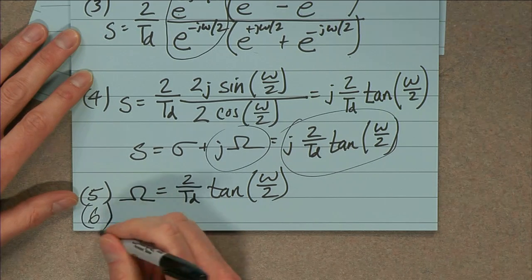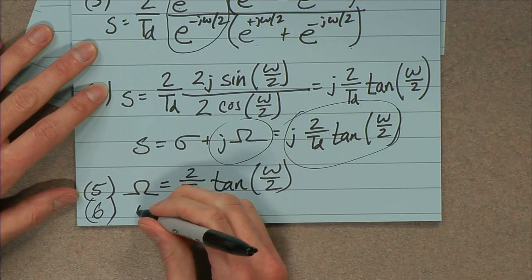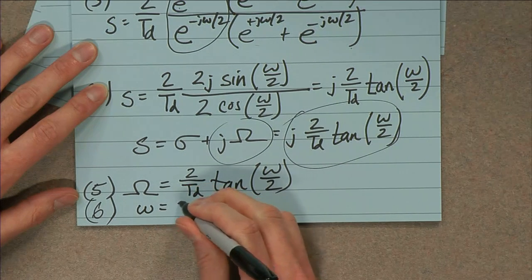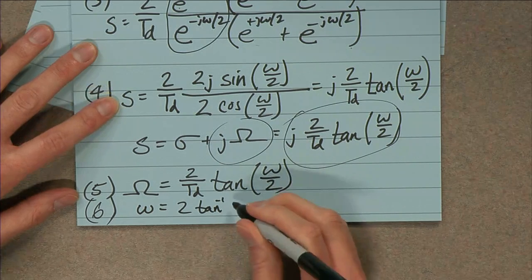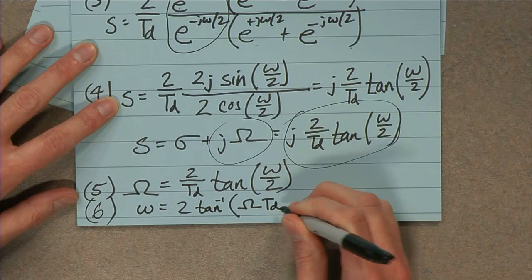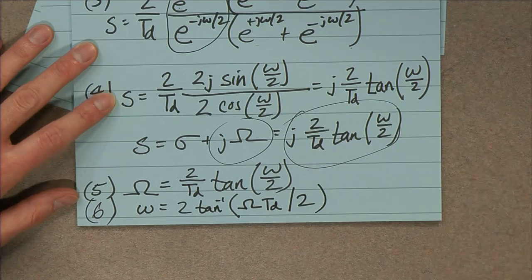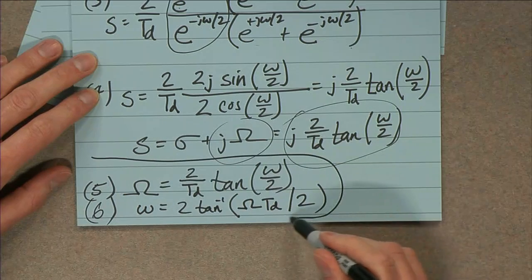I guess we'll say equation 6, if we can get it on there. It's just going to be the reverse of that. It's like little omega equals 2 inverse tangent capital omega t sub d all divided by 2. And so these are the formulas we're going to use.